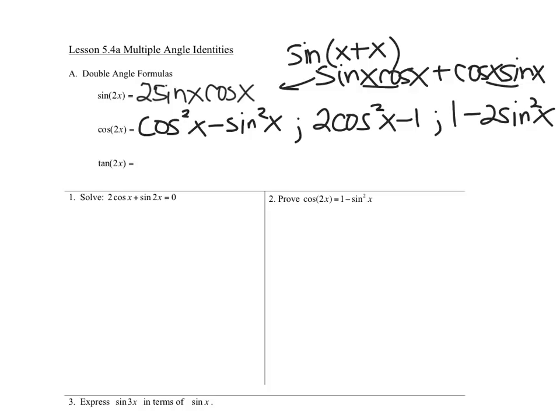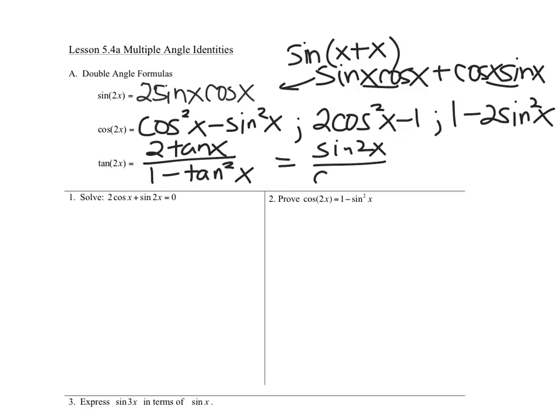Okay, and the last one is tangent of 2x is 2 tan x over 1 minus tangent squared x. It's also equal to sine of 2x over cosine of 2x. Those tangent ones are always equal to the sine over the cosine of whatever the angle is. So what do I need to memorize is what you're asking yourself. You need to know the sine of 2x and the cosine of 2x. And let's go for it.